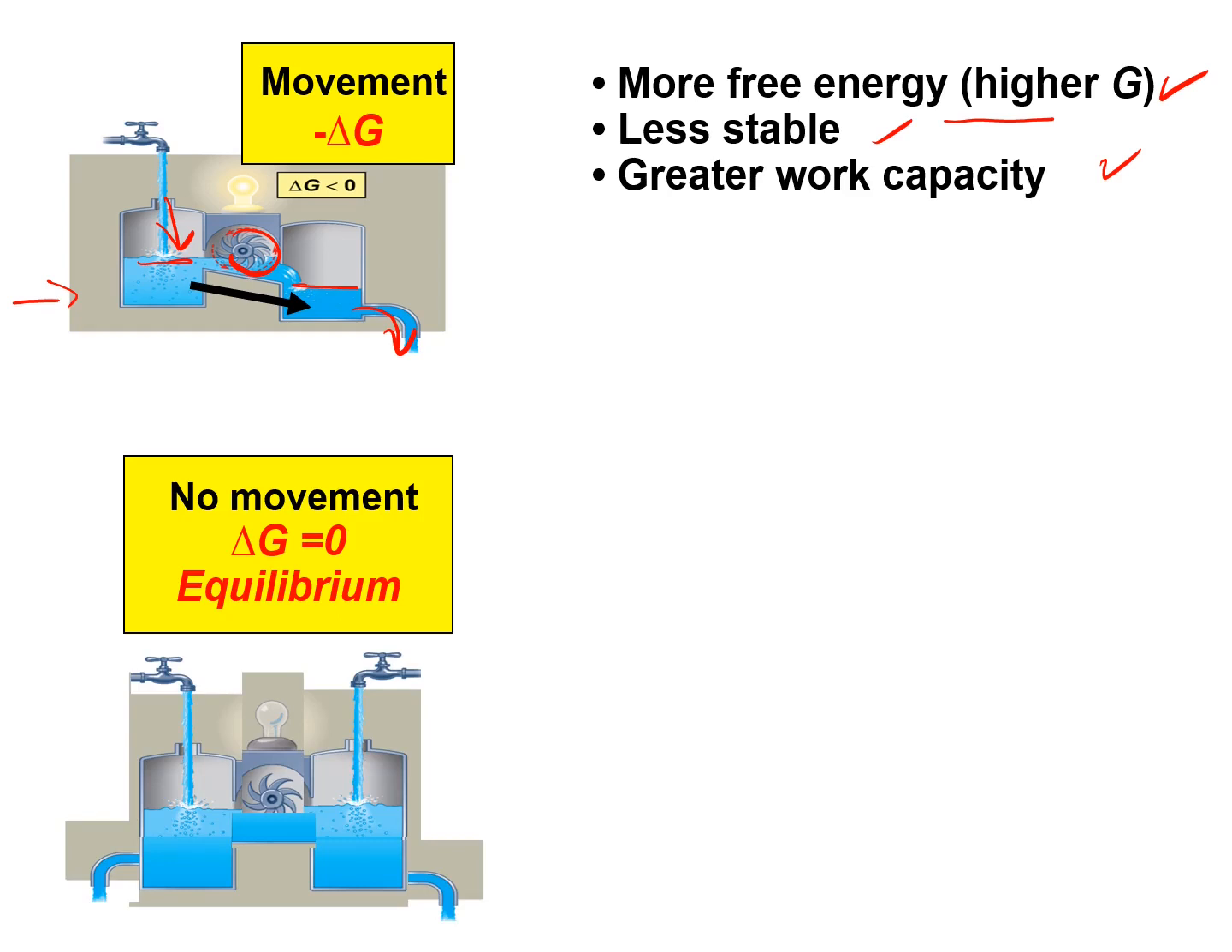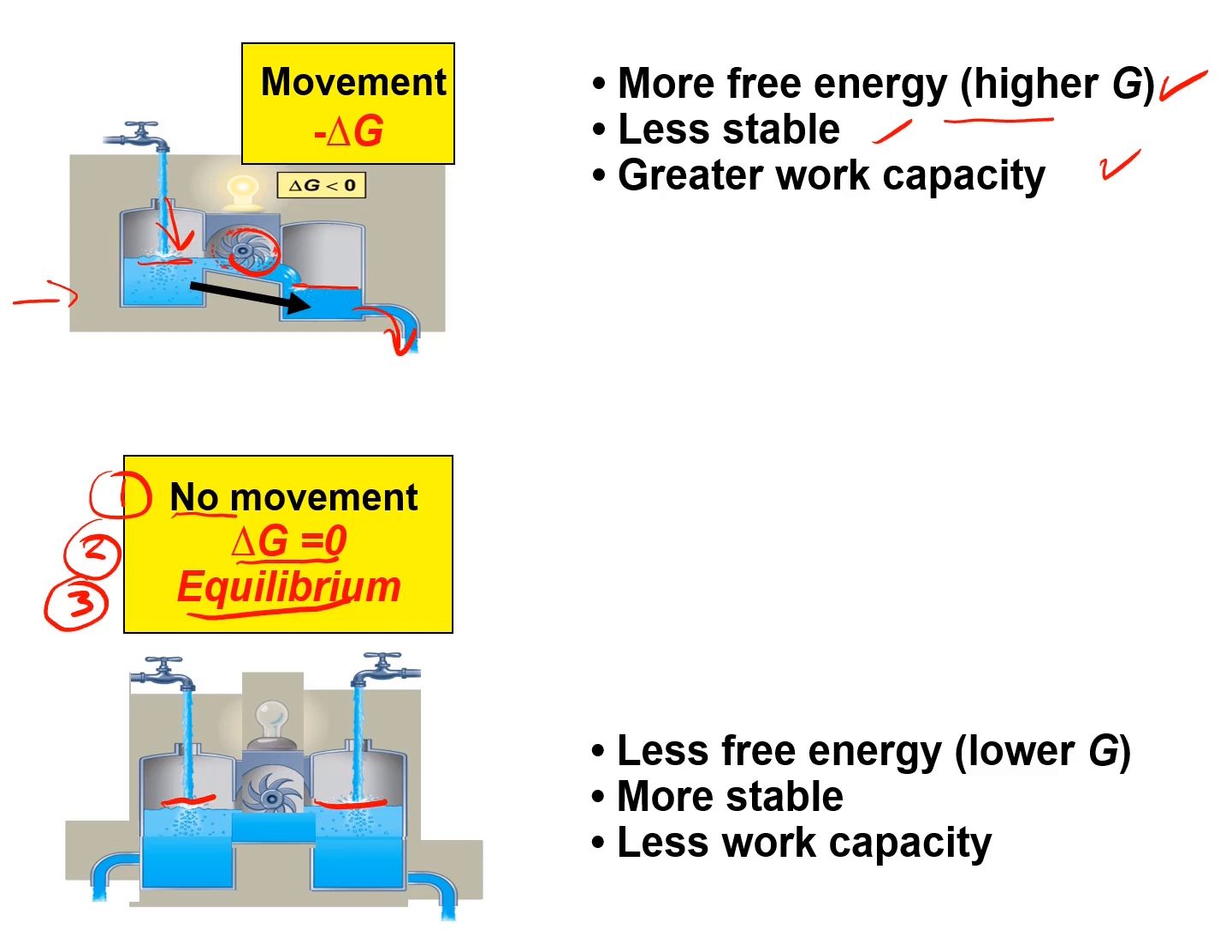In this case, you are not going to have movement. This is the first difference. The second difference, if you see, is that you have a delta G that is equal to 0. So here you don't need to invest energy, but you're not going to produce energy because this system is in equilibrium. So in this system, you're not going to have a lot of capacity to produce work. The less free energy, the lower the G. Your system will be more stable. While this one here was unstable and there was a flow, here this is very stable. There are no changes, and there will be less capacity to do work.